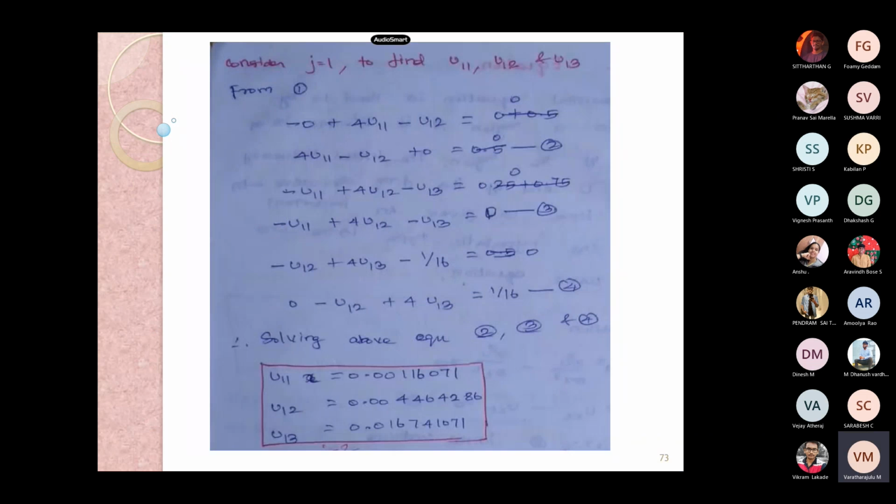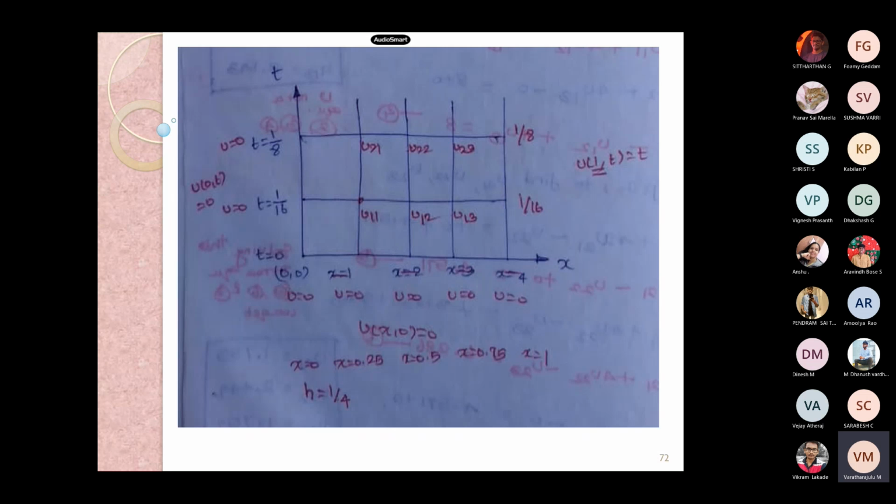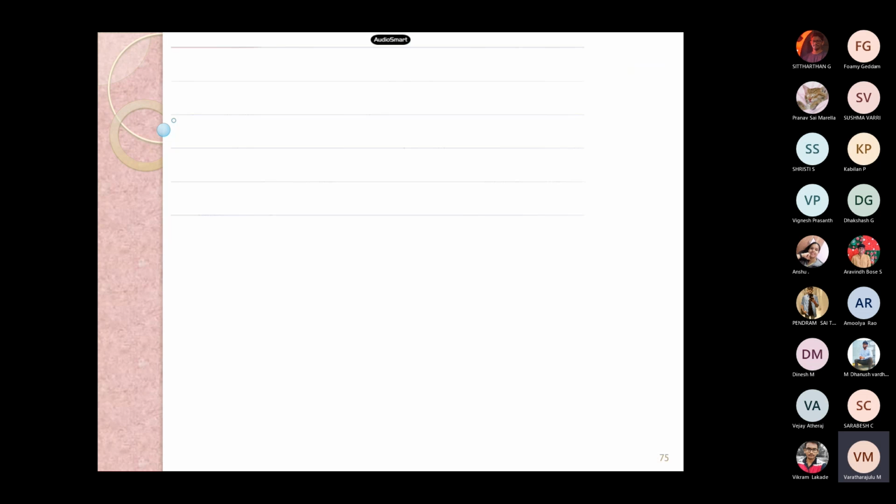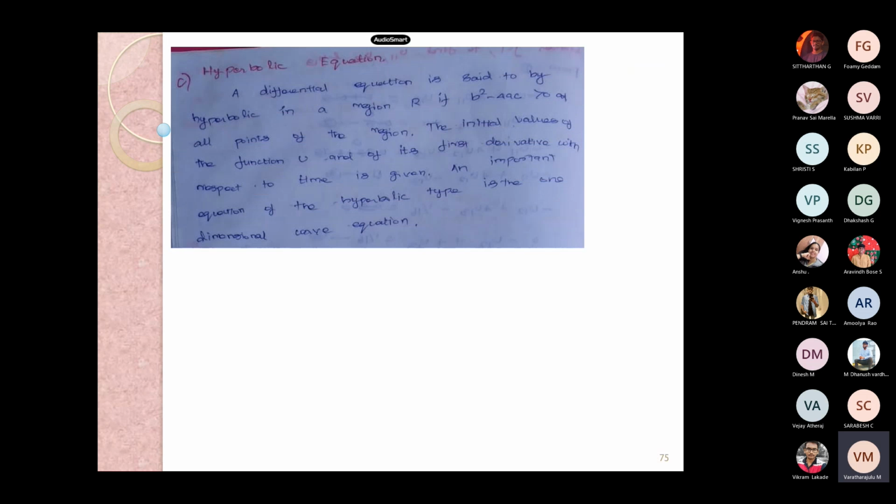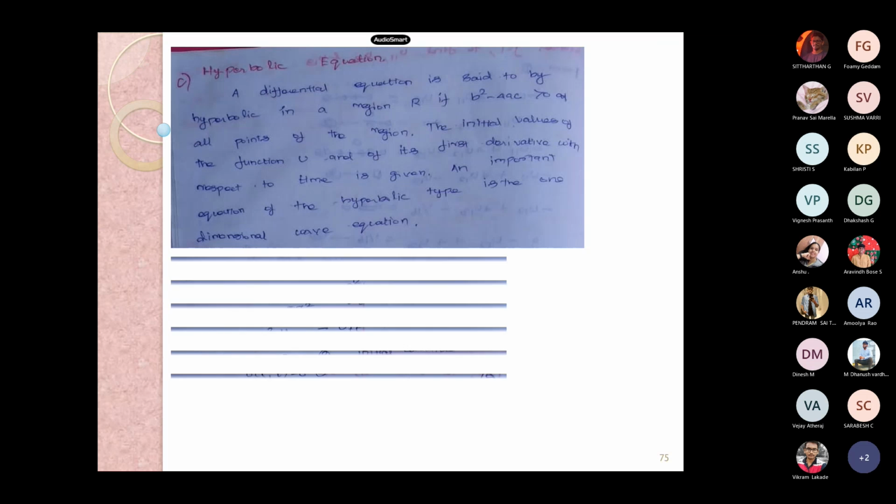Yesterday we stopped with the parabolic Crank-Nicolson problem, and today we'll crack the hyperbolic equation. The basic condition for a hyperbolic equation is b square minus 4ac greater than 0. That comes under hyperbolic. Under hyperbolic, we are going to deal with the wave equation. The one-dimensional wave equation is usually classified as a hyperbolic equation.